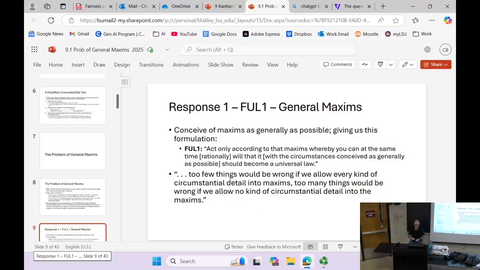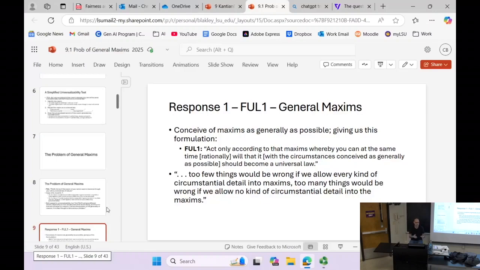So if we do this, it looks like too few things would be wrong if we allow every kind of circumstantial detail into maxims. If my maxim is kill bald dudes that wear black t-shirts on Tuesdays, I'm going to be able to universalize that, right? There's no blatant formal contradiction in that. But that obviously does not look like a great moral conclusion, right? So too few things would be wrong if we allowed every kind of circumstantial detail in it. And too many things would be wrong if we allowed no kind of circumstantial detail in it.